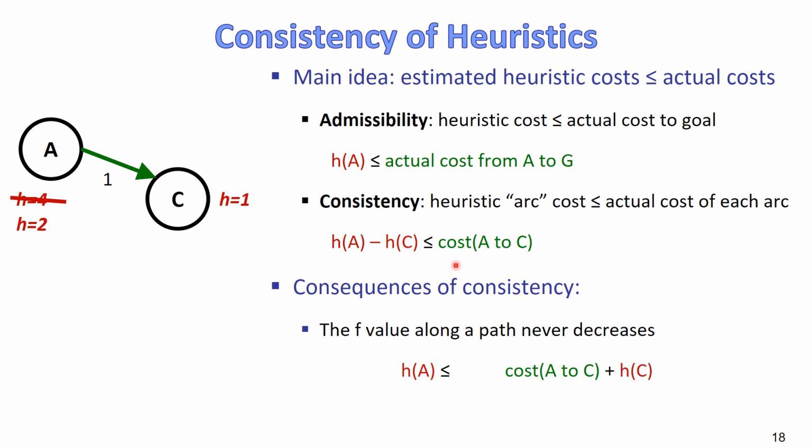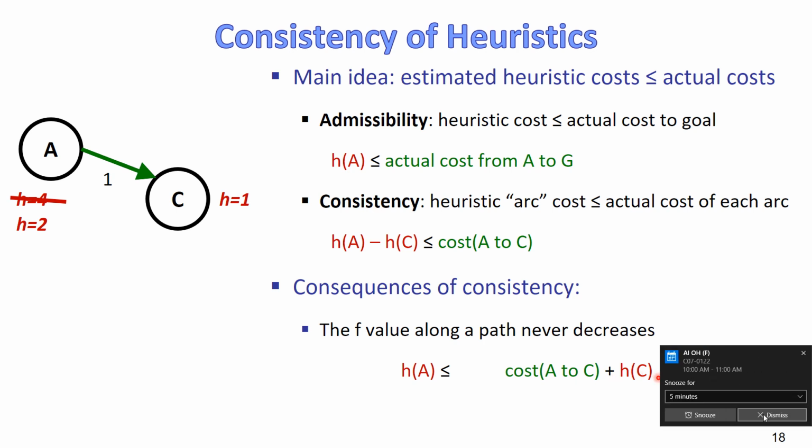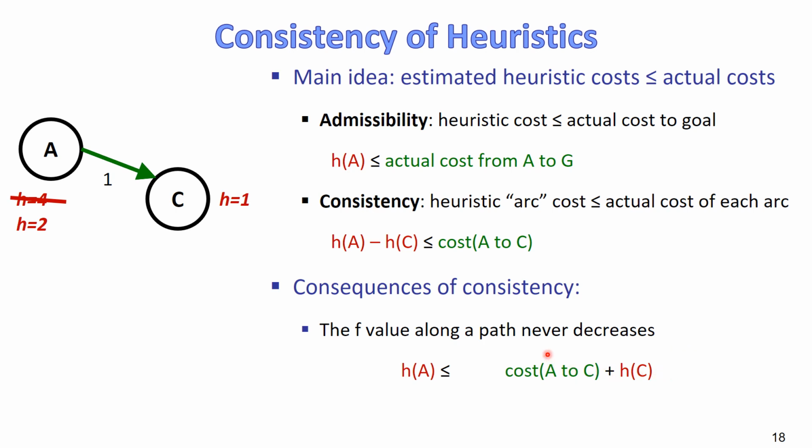Now, look at this condition. This condition is the condition of consistency. I'll just manipulate it by moving H of C to the other side. So now H of A is less than or equal to the cost A to C plus H of C. Now let's add to both sides the value of G of A. Okay, forget now about F of A and F of C here. Look at this side and that side.